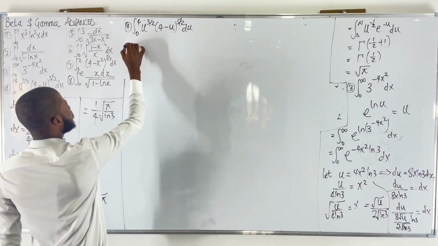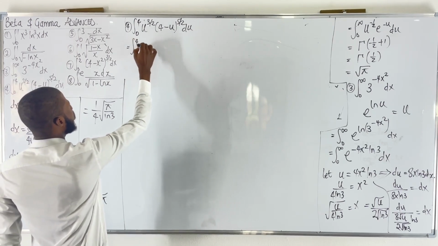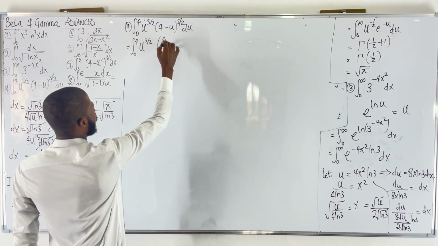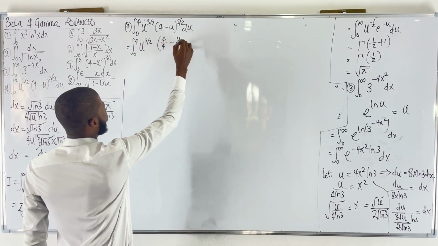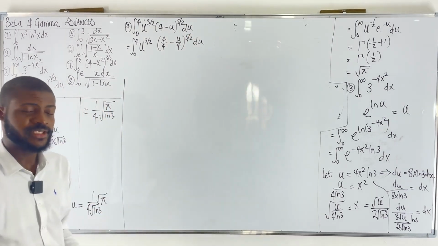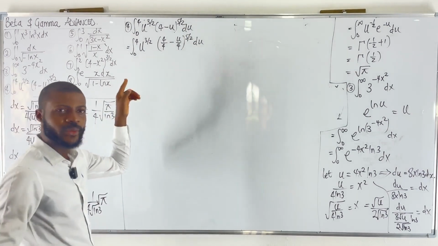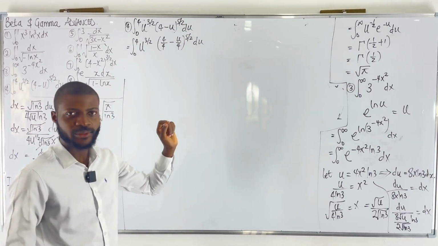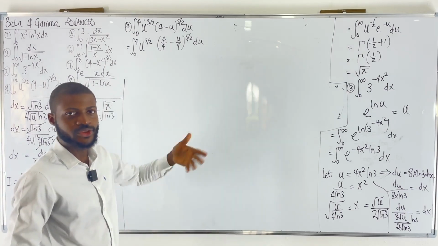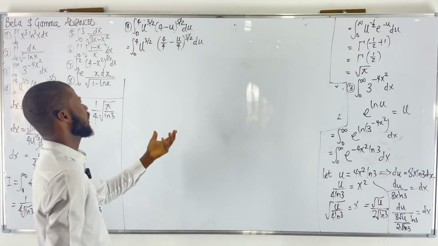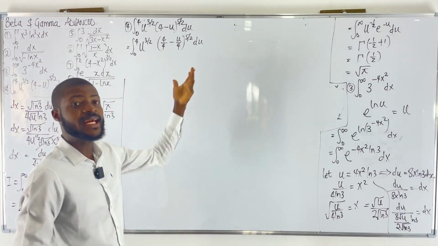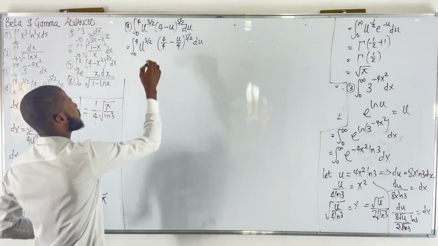So this will become the integral from 0 to 4, u to the 3 over 2, into 4 over 4 minus u over 4 to the power of 5 over 2 du. But there's a problem. The initial equation does not have a division by 4. You by your own self introduced the division by 4. So what do you expect? This expression is now unbalanced. So to balance this expression, you need to multiply by 4.